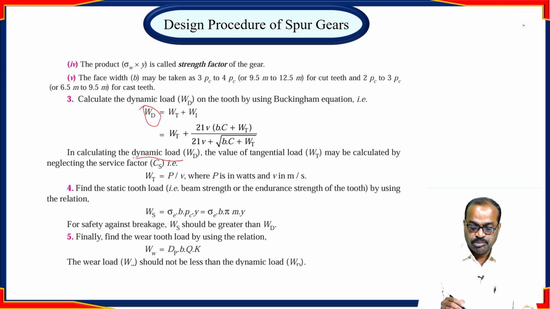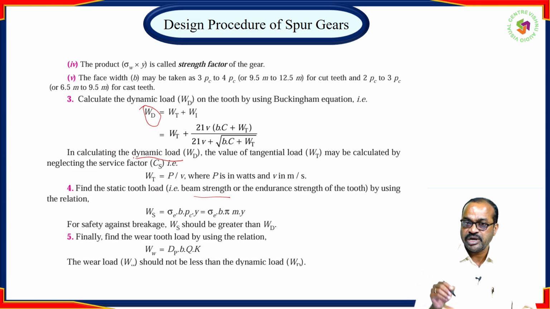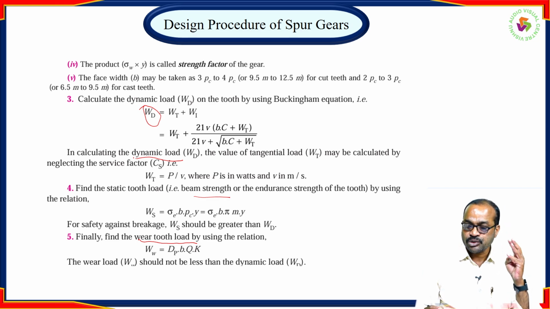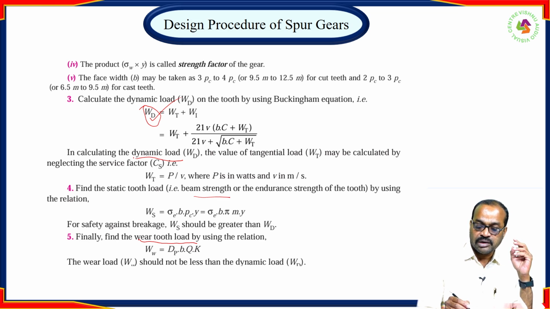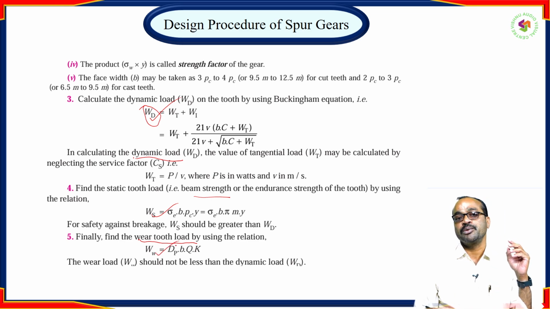Okay, so the next step, the beam strength WS we have to calculate. That formula is available in the data book. The required page number I am not mentioning here because different data books have different page numbers. That is the reason I didn't include any page number here. So after that, finally you have to calculate the wear load, wear tooth load. First we calculated tangential tooth load, second we calculated dynamic tooth load, third we calculated beam strength WS. Finally, we are calculating wear tooth load WW.